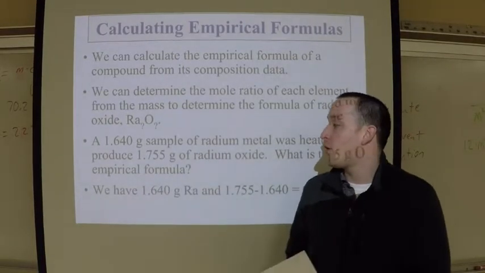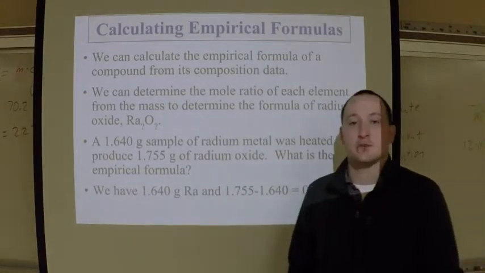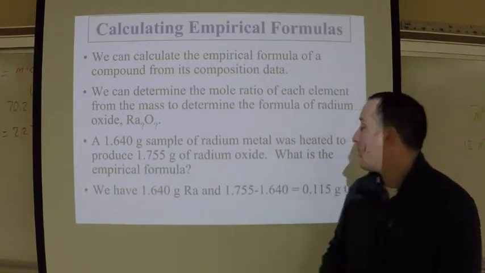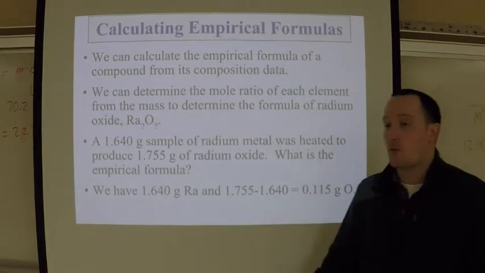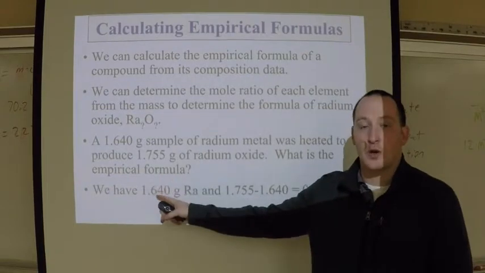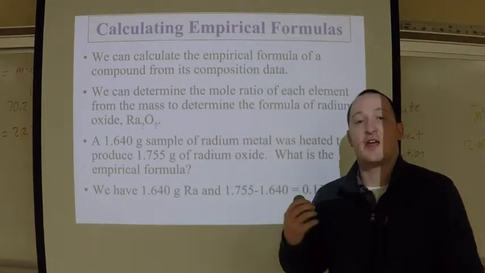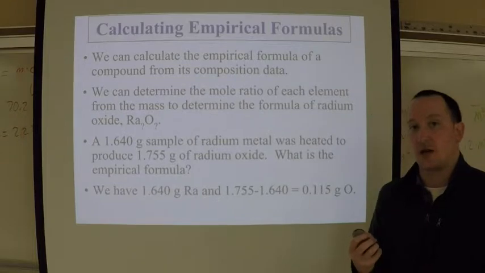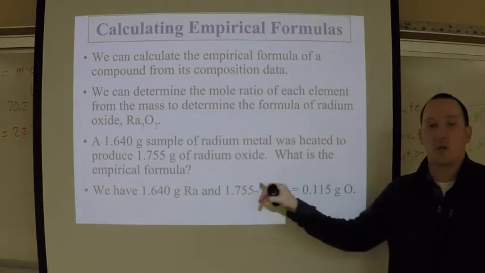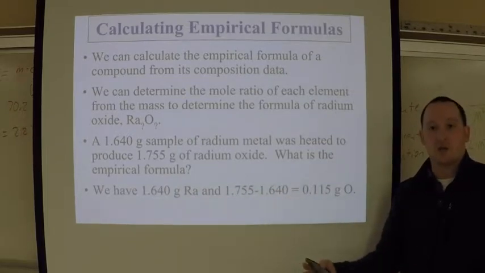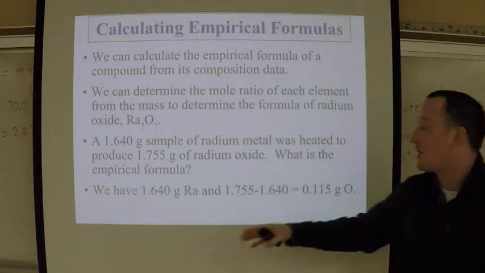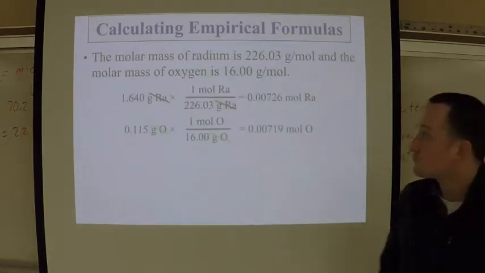And now we have 1.755 grams of radium oxide. So what happened is we added oxygen to it. Now, to find the empirical formula, we know that we had 1.64 grams of radium, because that's how much radium we started with. Then we heated it and some oxygen got added. So we need to know how much oxygen got added. We take our final mass, subtract how much radium we know was in there, and that gives us the amount of oxygen. So now we know how much radium was there and how much oxygen was there.